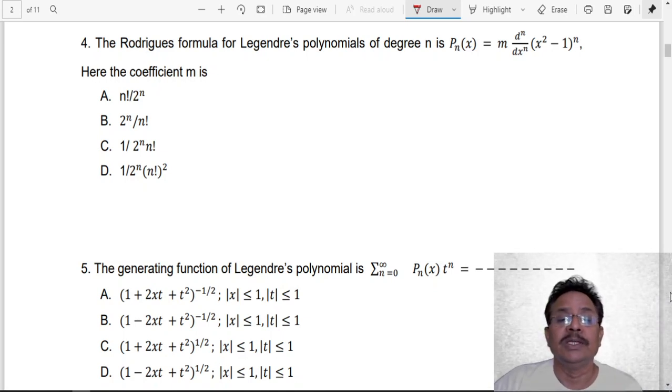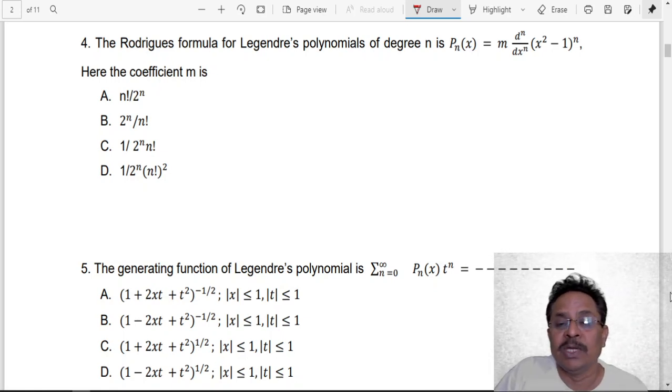When I go for remembering this Rodrigues formula, for this coefficient there are 4 values given. Here the coefficient is either a) n factorial upon 2 raised to n, b) 2 raised to n upon n factorial, c) 1 upon 2 raised to n into n factorial, and fourth d) 1 upon 2 raised to n into n factorial square.